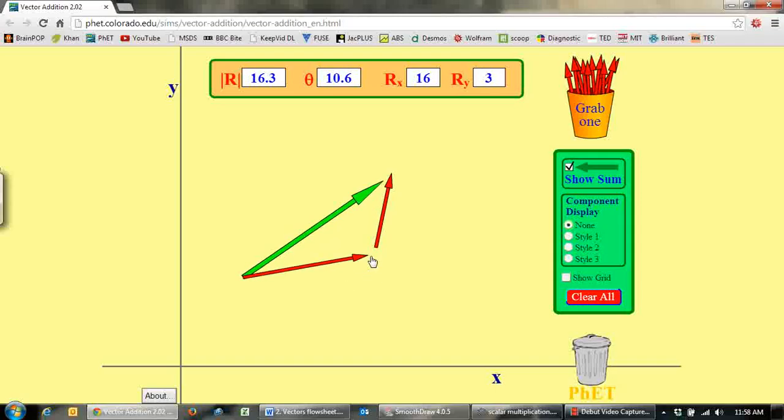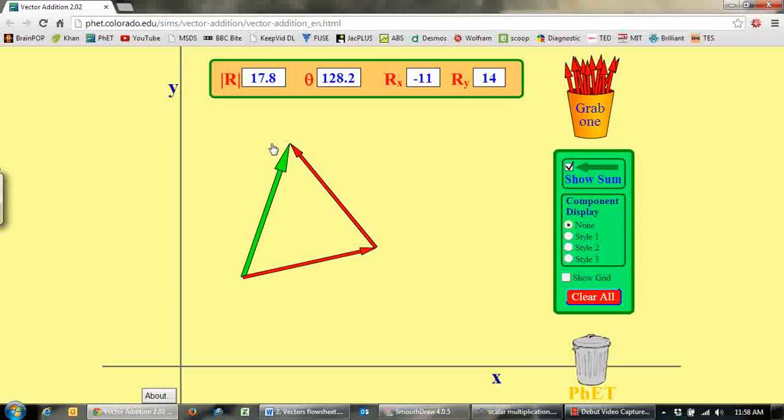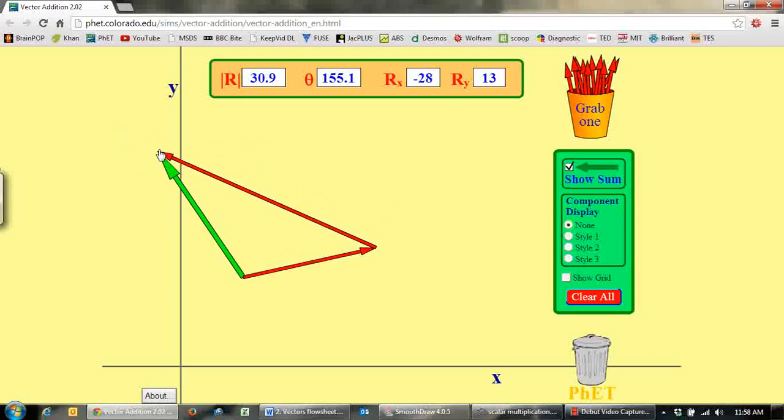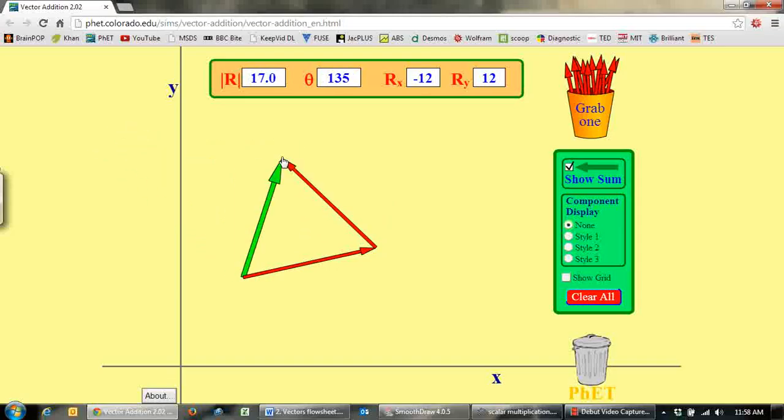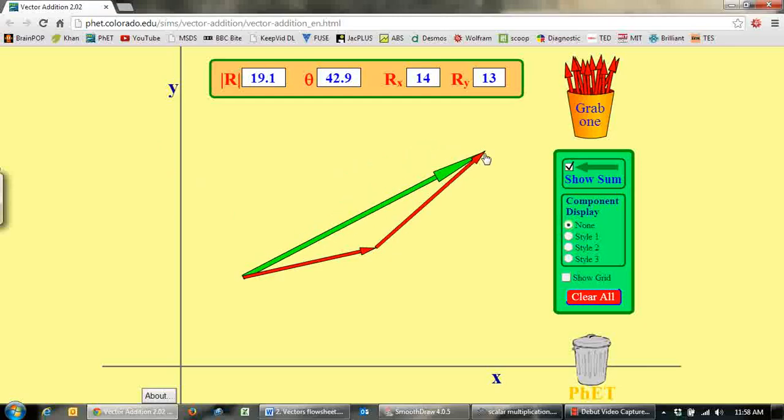And if we move this, I can move that to different sizes and that sort of thing. You can see how it doesn't matter where I place this second vector, the sum of the vectors, the green one, moves around with it. It always stays like that. So basically that's how we go.